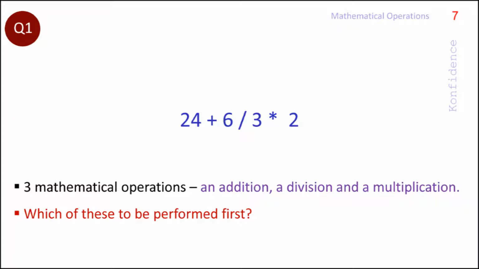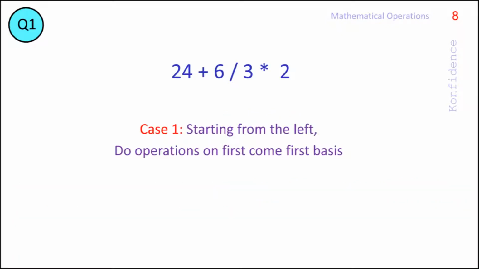Now, which of these will we do first? This is the essence of our discussion in this topic. Before we look at that, let us see why we should bother about the order in the first place. If we had started from the left and went to the right, doing the operations on a first come first basis, it will be addition first, then division, and then multiplication.